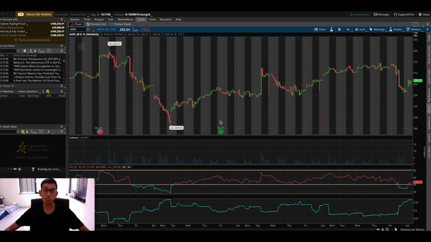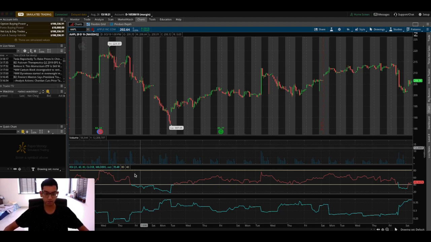So here I am on my TD Ameritrade platform, Thinkorswim, and currently on charts I am on AAPL, that's the ticker symbol for Apple. And currently you can see that Apple is trading at $206.20, and this is pre-market. On Friday's close it ended up at 202.